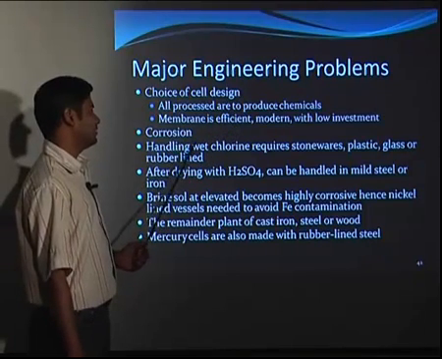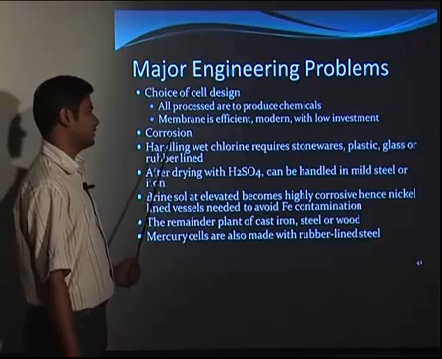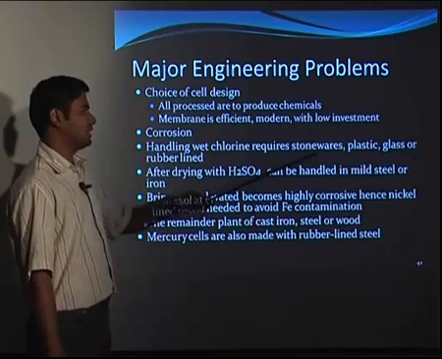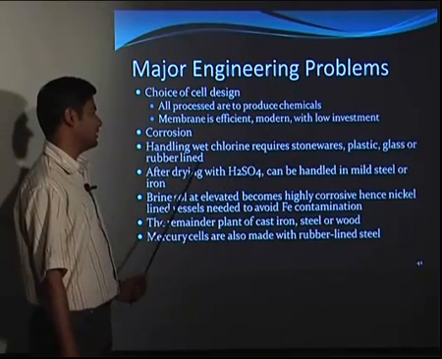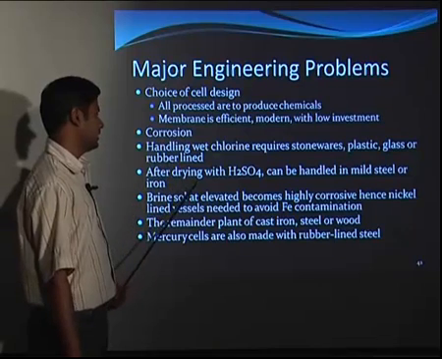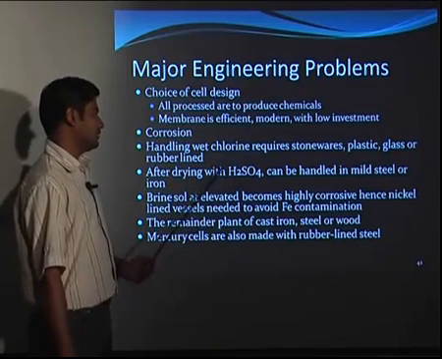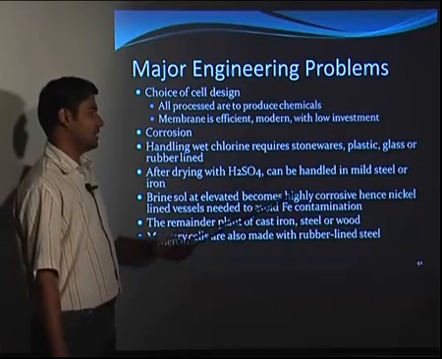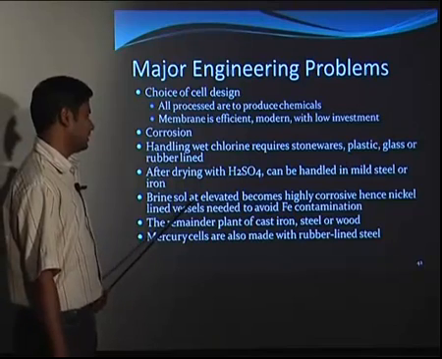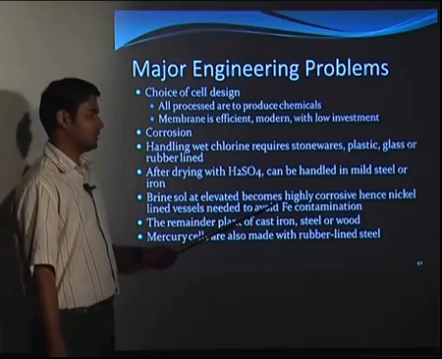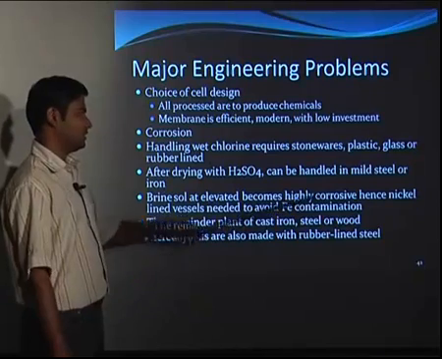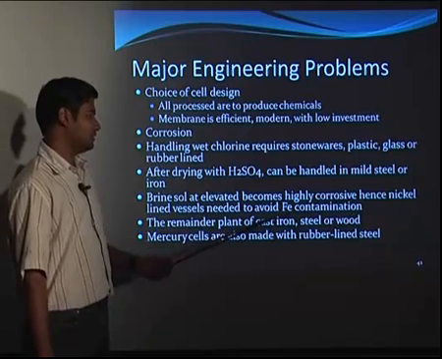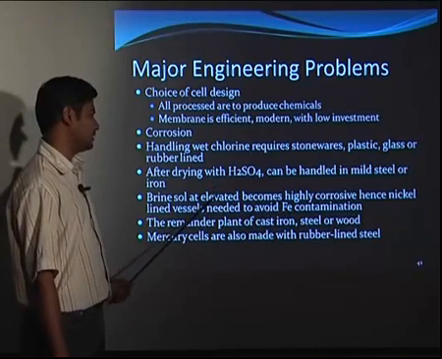Then corrosion is another major problem because we are producing chloride. To handle this, we can use stoneware equipment, or plastic, glass or rubber lined equipment, in order to handle the corrosion problem. Also, drying with sulfuric acid is needed to dry chlorine, which can also lead to corrosion, and that can be handled in mild steel or iron. Then brine solution at elevated temperature also becomes highly corrosive, hence we use nickel lined vessels to avoid the corrosion by the brine.